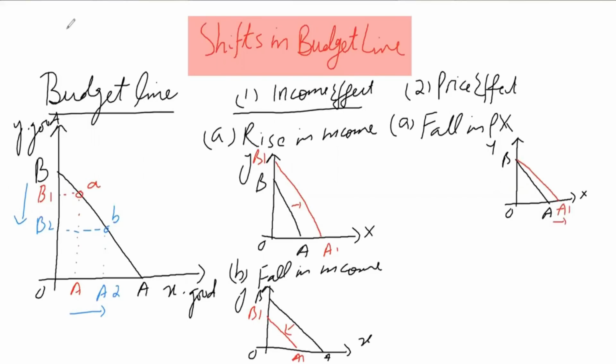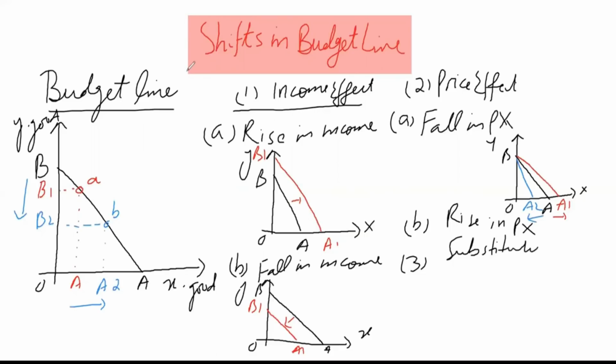If there is a rise in price of x, it means the purchasing power of the consumer to purchase good x will fall, and so the budget line will shift from A to A2. The blue line shows the new budget line, which is after the rise in price of x. Now let's see the substitution effect and changes in consumer equilibrium.